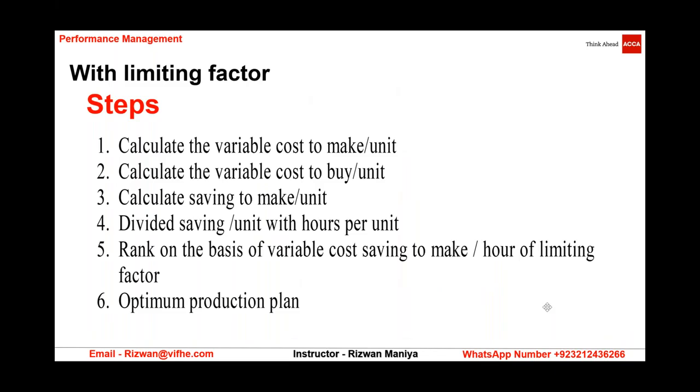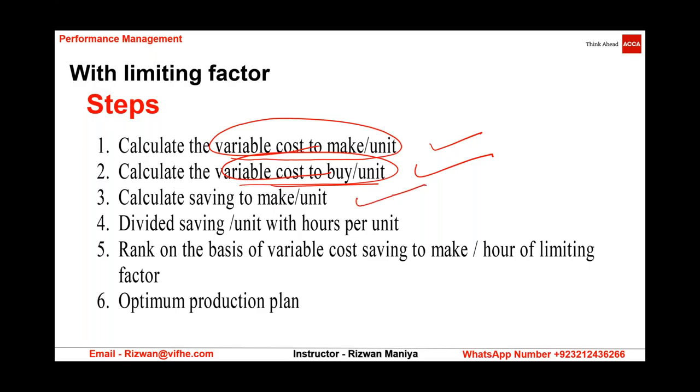And the steps are: calculate variable cost to make per unit, calculate variable cost to buy per unit. We have this as well, right? Then calculate saving to make each unit, then divide saving to make each unit by hours, rank on the basis of variable cost saving to make per hour of limiting factor, and produce an optimum production plan.